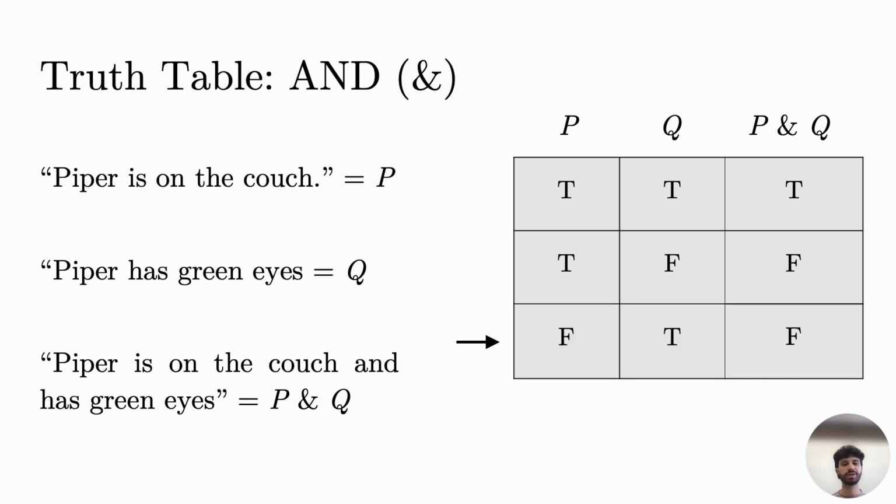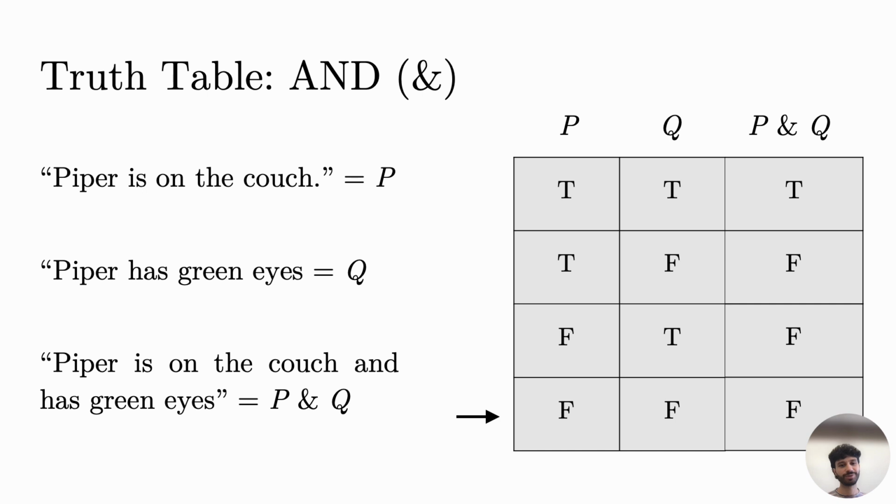Okay, so let's look at another case, right? We still have another possibility, which is when P is false, but Q is true. And this is just going to be the same thing, right? One element of this complex statement is going to be true, while the other is false. So both of them put together are going to be false. And do you think we're done yet?